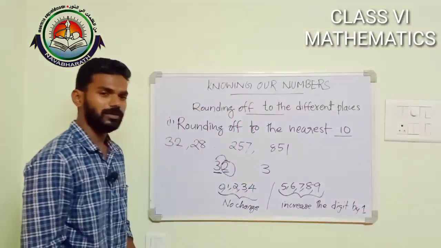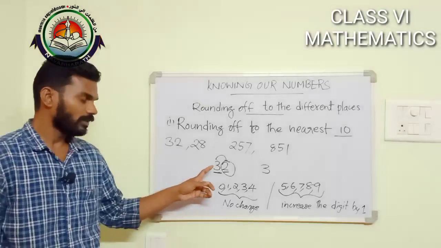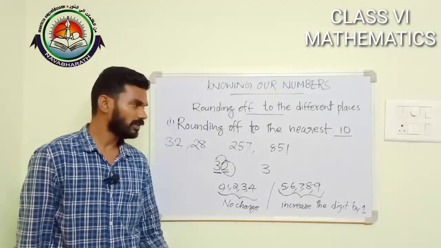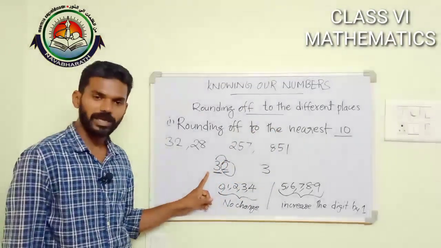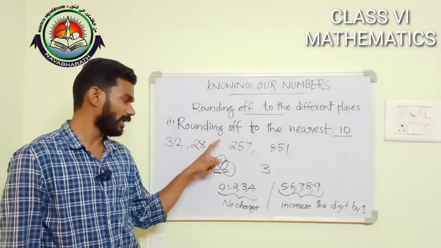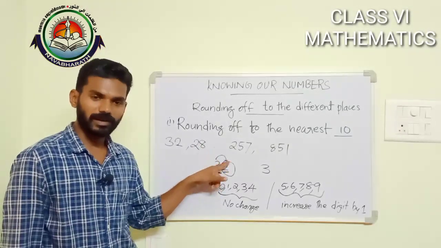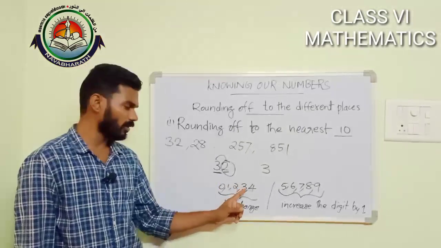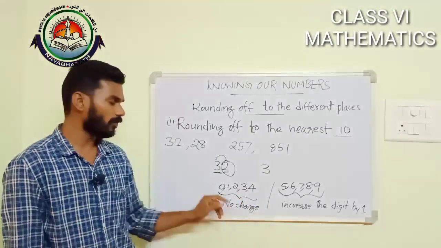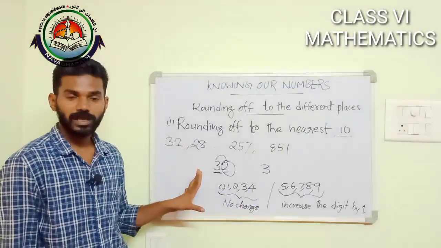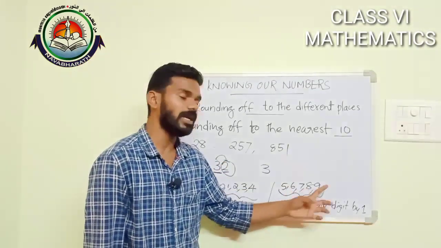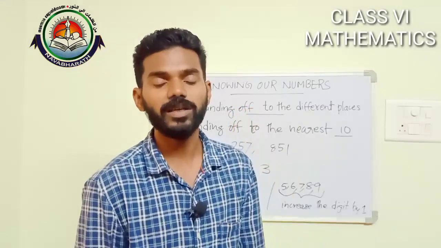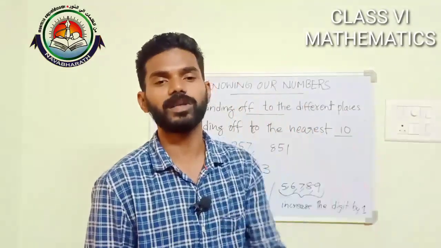Increase the digit by 1. So, whether we need to increase or decrease the digit at the tens place is decided by the next digit on the right. If the next digit on the right is 0, 1, 2, 3 or 4, we do not want to change the tens place. And if it is 5, 6, 7, 8 or 9, what we want to do is increase it by 1. Just add 1 to that digit.